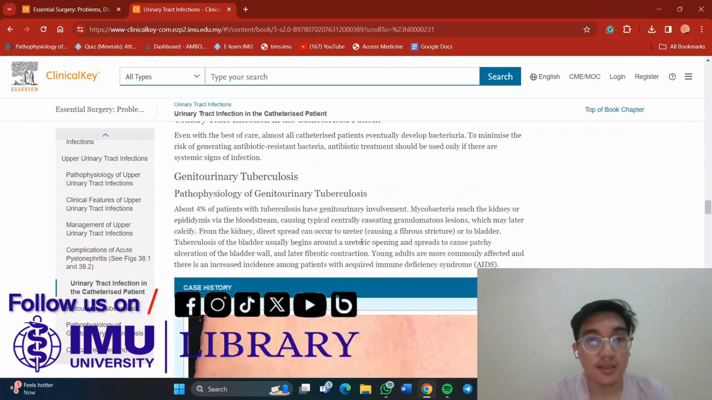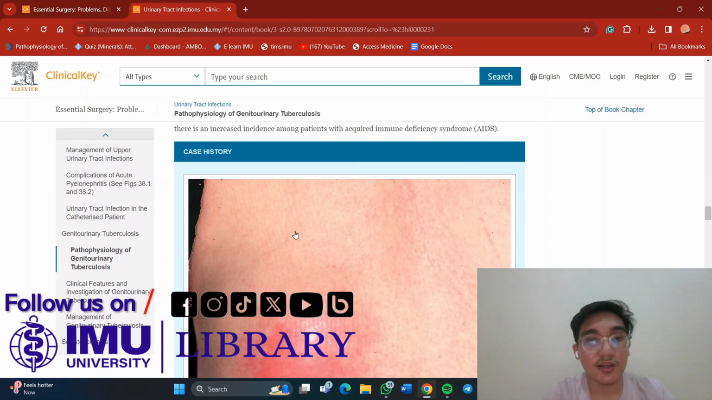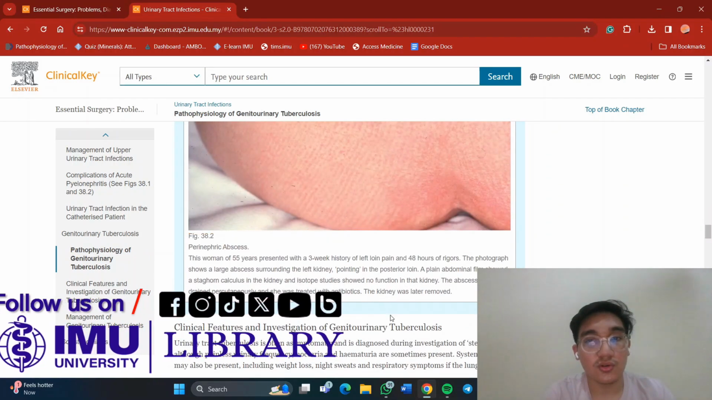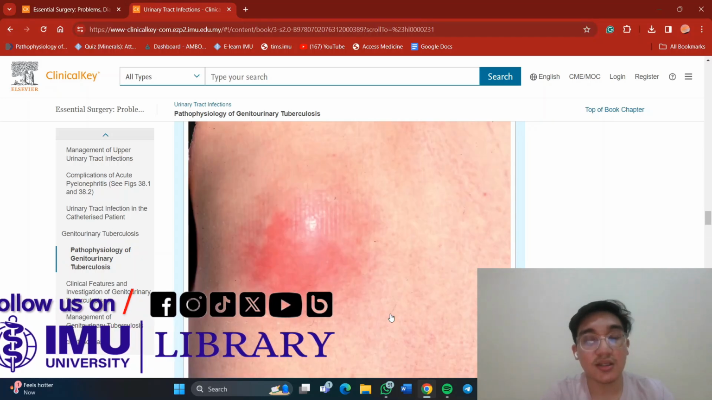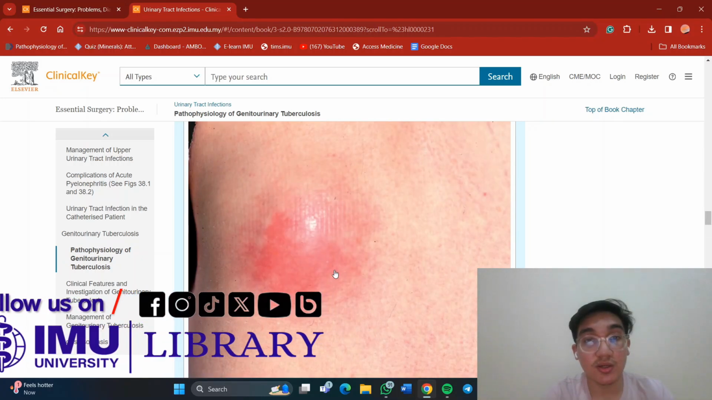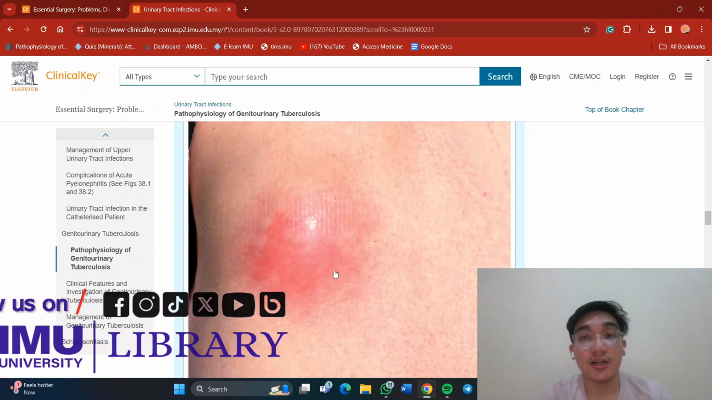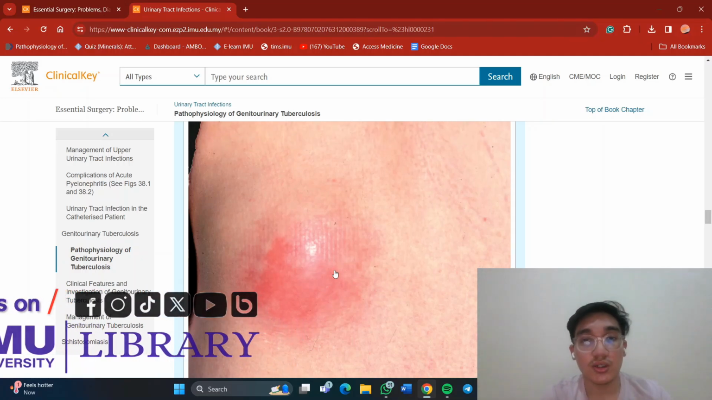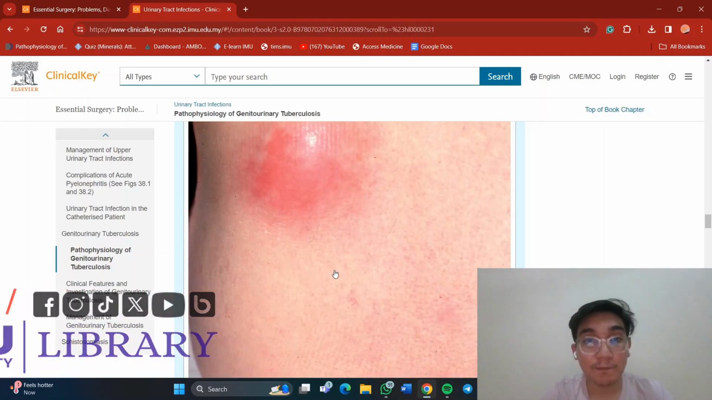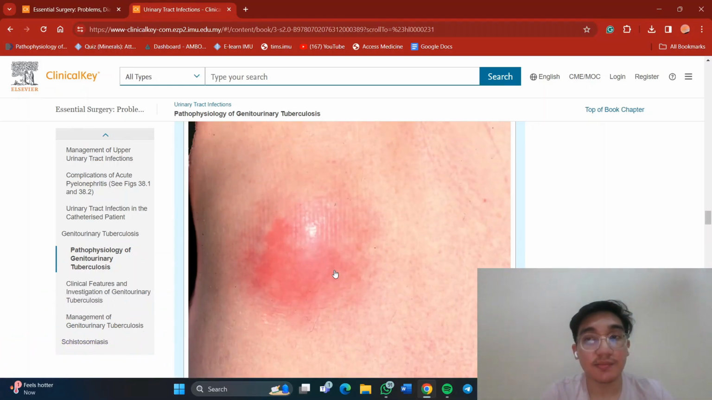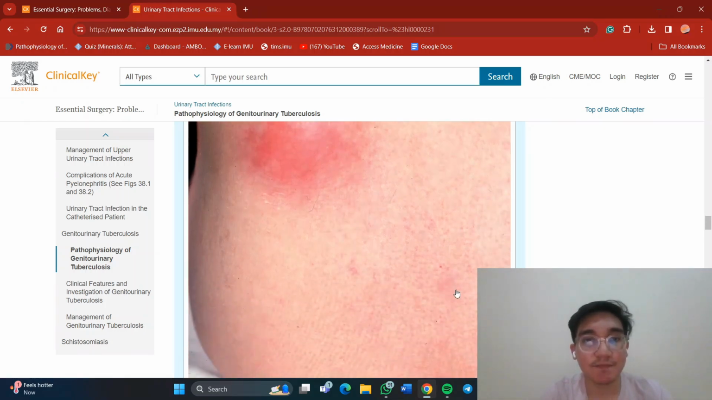And other than that, you can see here is a real life case scenario from the patient itself. This makes it much easier for students to understand, to correlate what they have read and apply it to a real life scenario, and it can also help them with their examination, for example, OSCE.